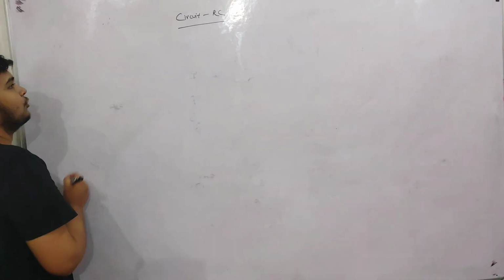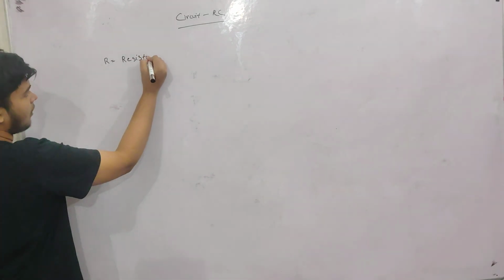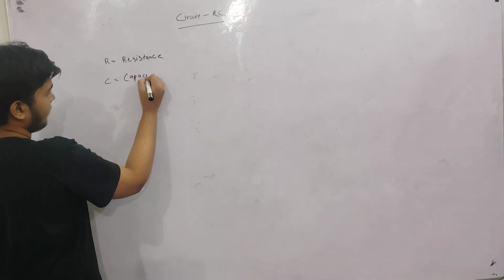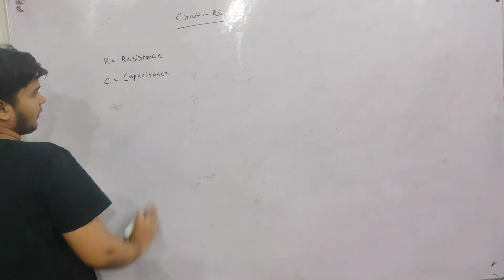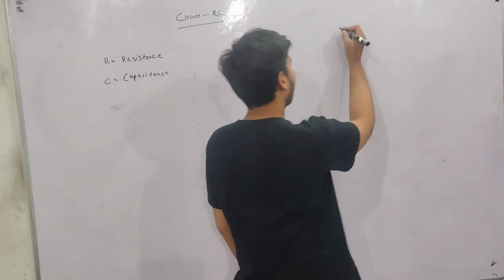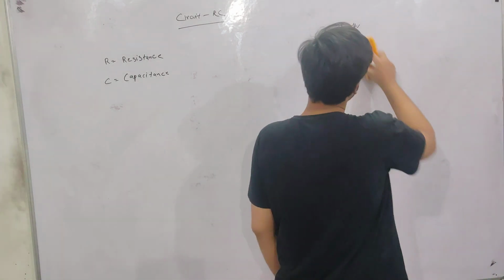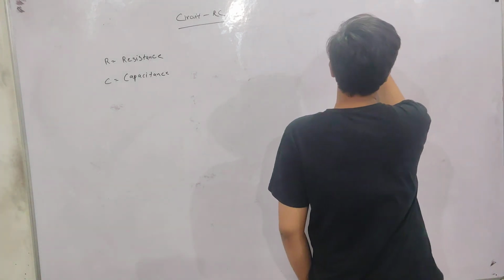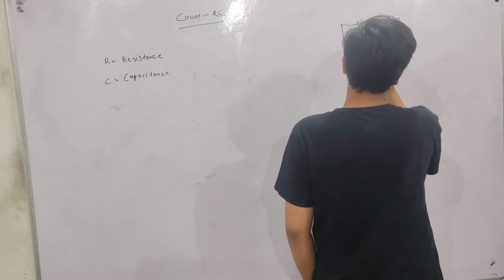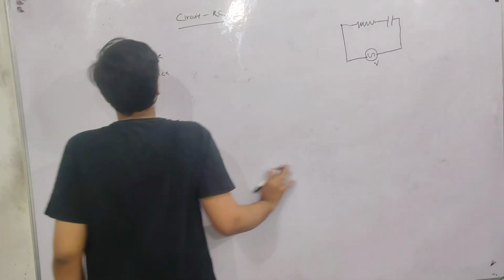In this circuit we have two things: R, meaning resistance, which we all know very well, and C, capacitance. We have learned this in chapter 2 in physics: potential, capacitance and these things. The diagram of the circuit will be resistance and capacitance connected to a voltage source. This is the voltage source, or potential difference battery, we can also call it.